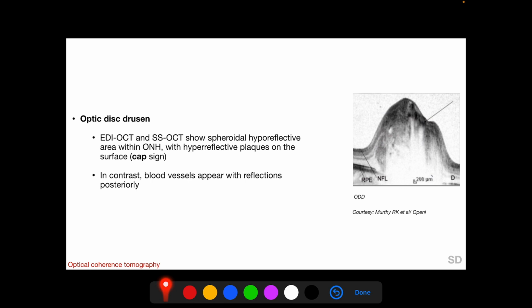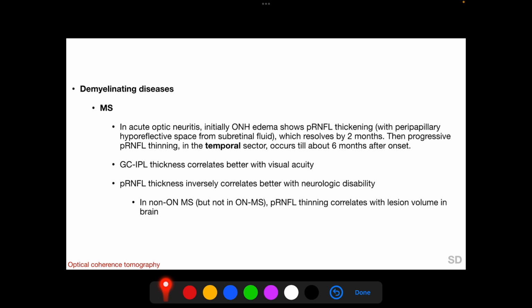Now a hyporeflective area within the optic nerve head can also be due to a blood vessel. However, blood vessels have shadows or reflections posteriorly, which does not occur with an optic nerve head drusen.